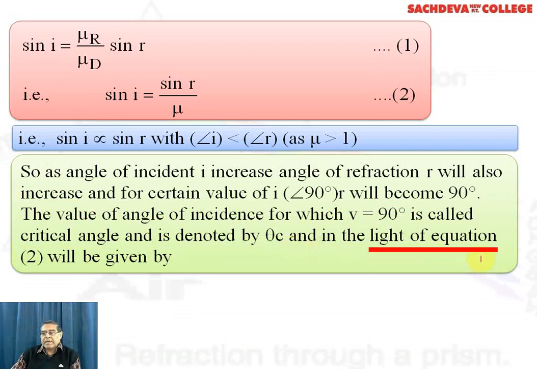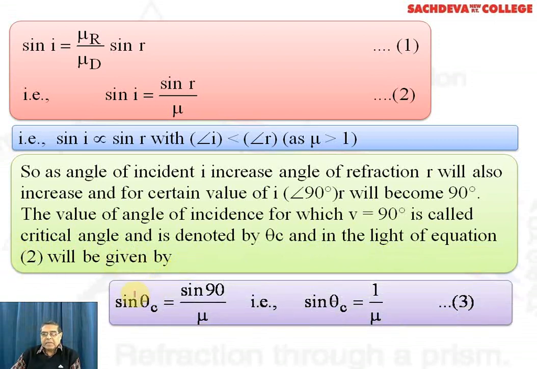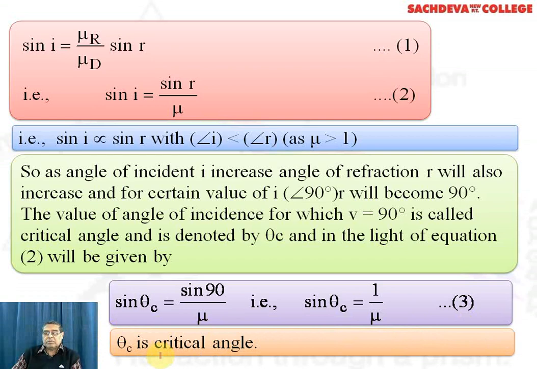According to equation number 2, it will be given by sin theta c, that is the sine of the critical angle, equal to sin 90 degrees divided by mu, where mu is the refractive index. So the sine of the critical angle is 1 over mu, that is the reciprocal of the refractive index. So we mark it as equation number 3.